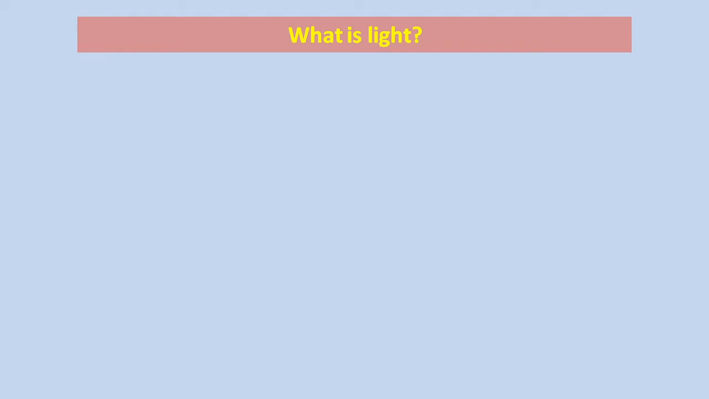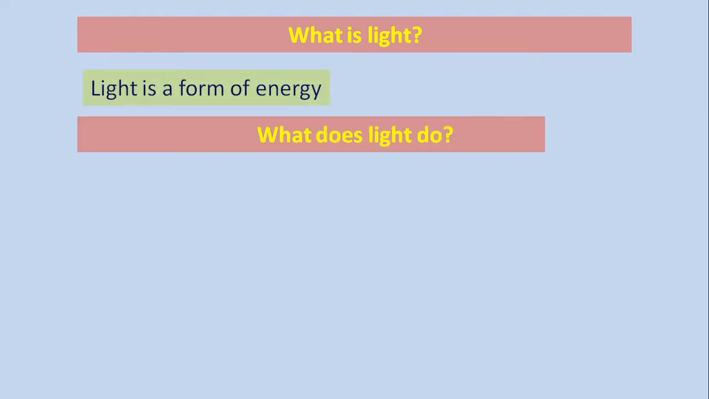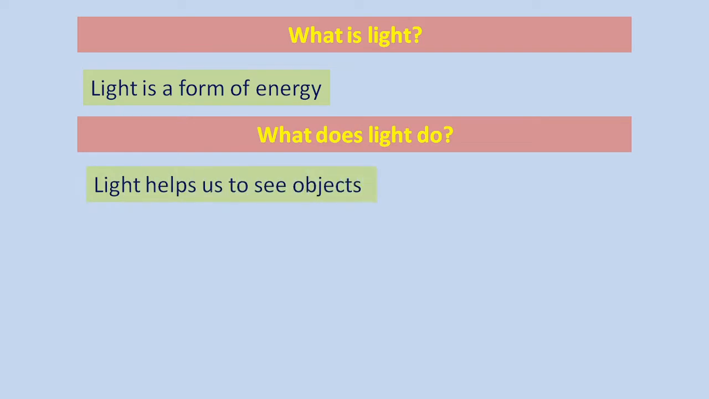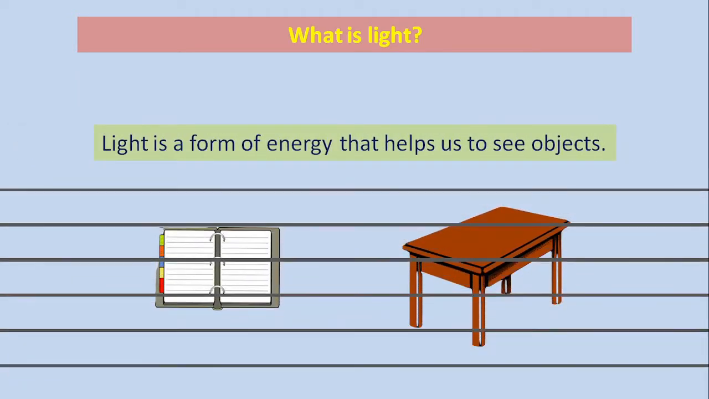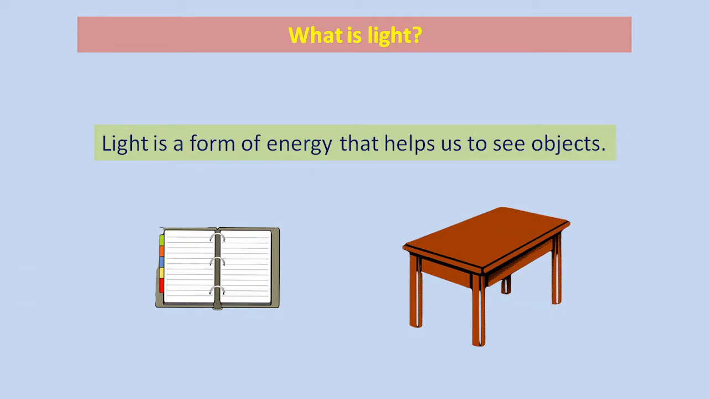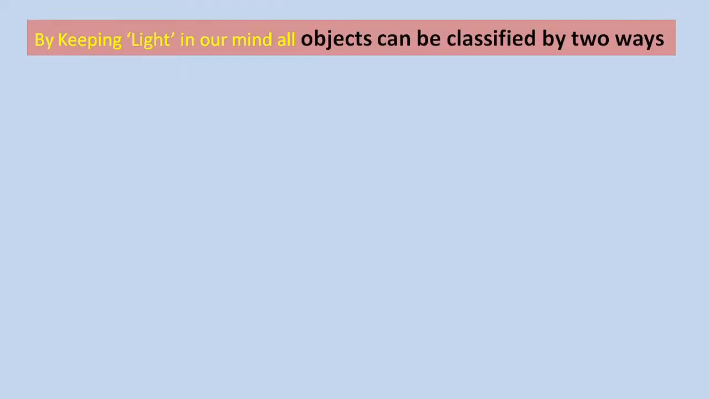First is, what is light? Light is a form of energy. What does light do? Light helps us to see objects. By combining these two sentences, we can say that light is a form of energy that helps us to see objects. Second is classification of objects.